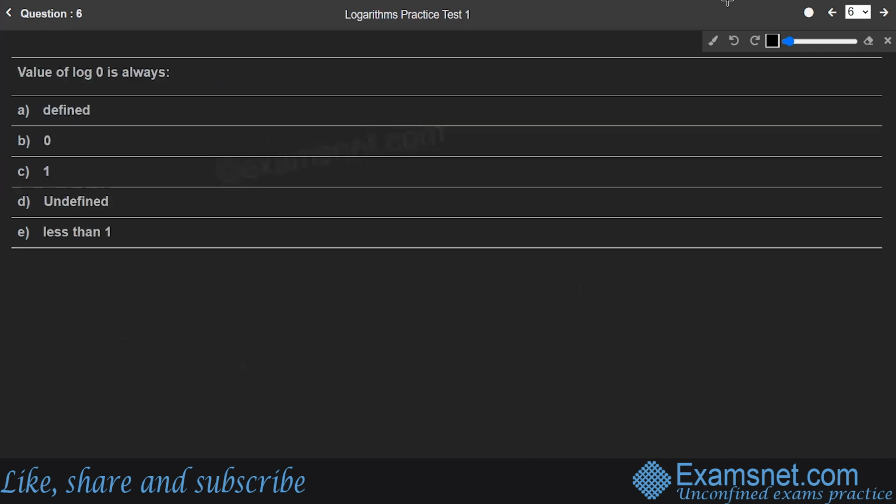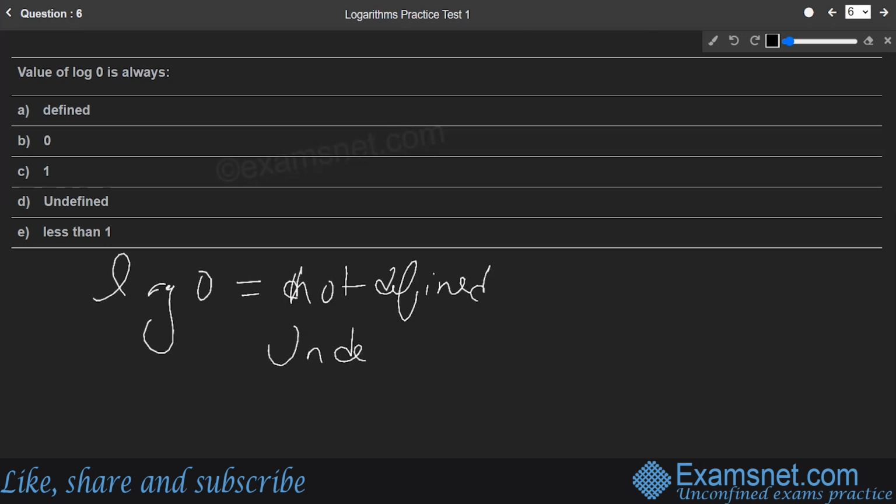Next, the value of log 0. This is a constant value. Log 0 is always going to be undefined. Log 0 is never defined, so we can call it not defined, or undefined. The right answer is option D, undefined.